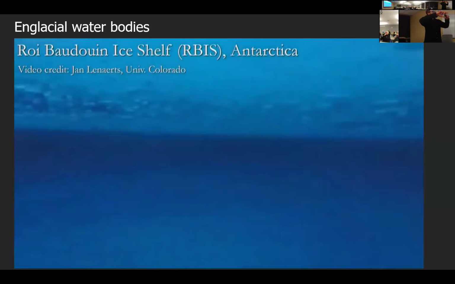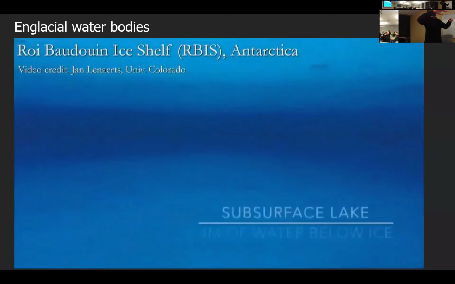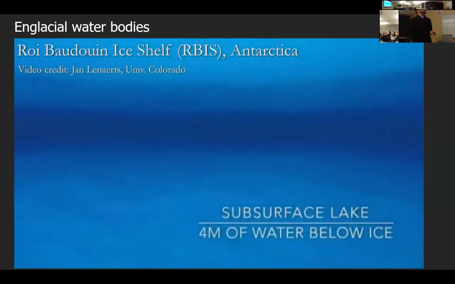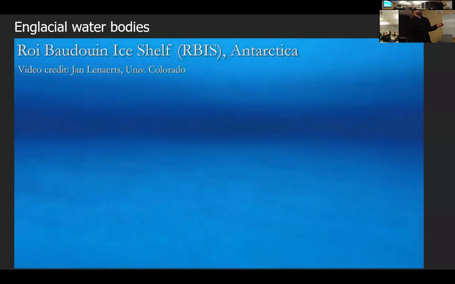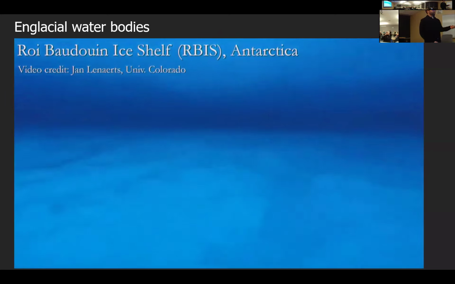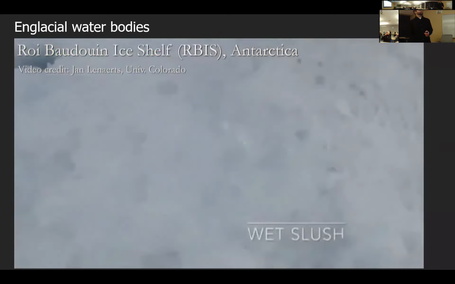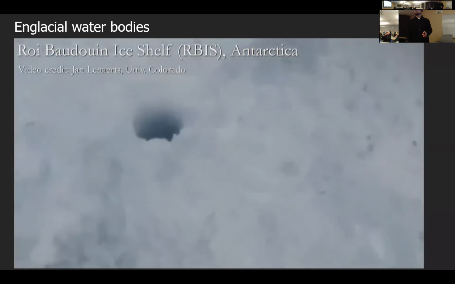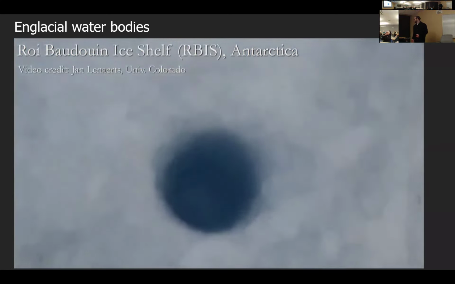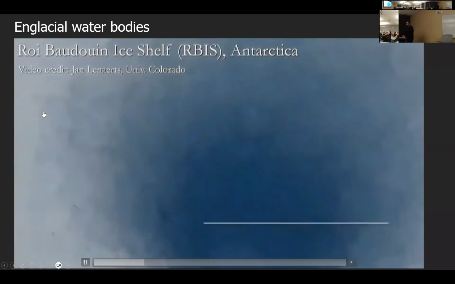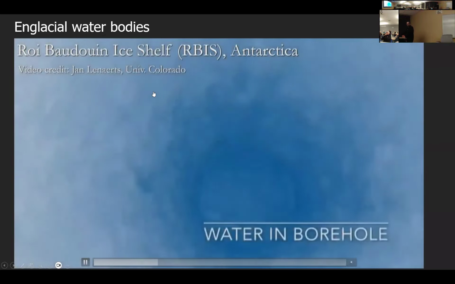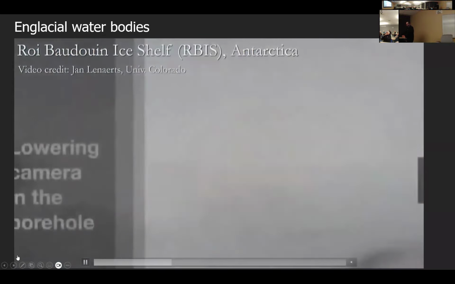We're gonna go into a lens or a pond of water that's trapped between two layers of ice. So there's ice above and there's ice below. You can see the floor there is made of ice, and there's a layer of water in the middle. So there's all kinds of ways that water exists. I don't have any videos of subglacial lakes.